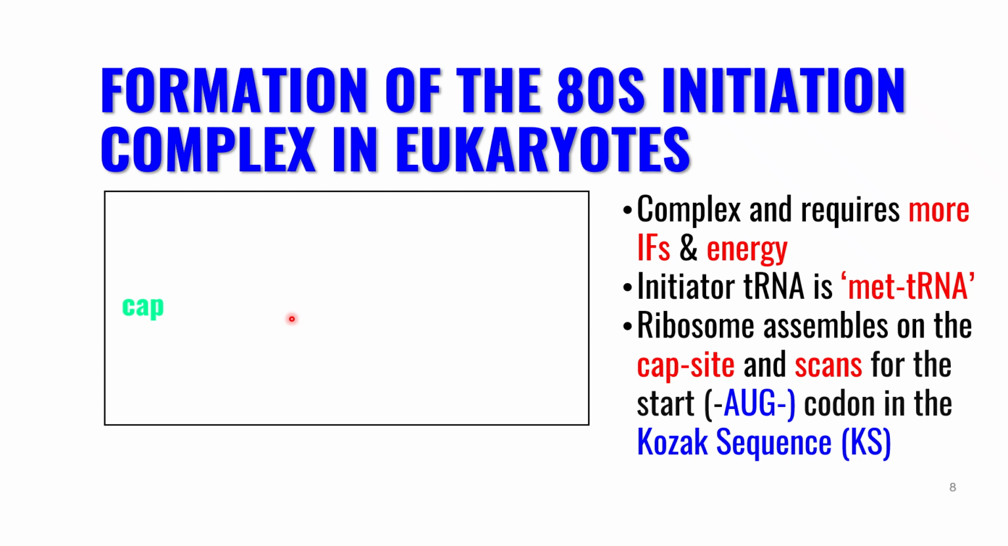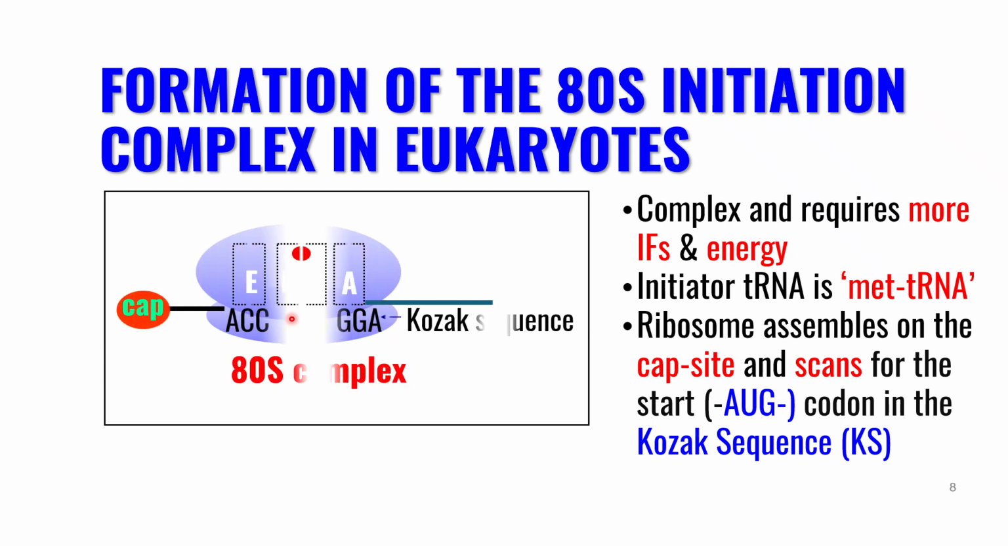Formation of the initiation complex in eukaryotes is more complex, and requires more initiation factors and amount of energy. Initiator tRNA in this case is methionine tRNA. The ribosome requires a cap, an absolute requirement for binding of the ribosome, and there is a scanning for the correct AUG in the right context. Right context means this AUG lies in a consensus sequence known as the Kozak sequence, which is a purine-rich region.